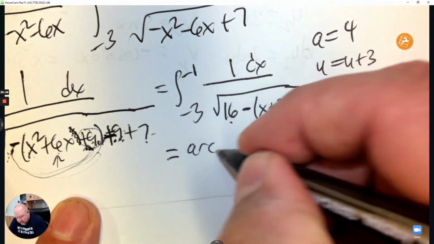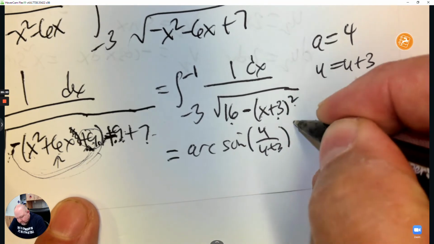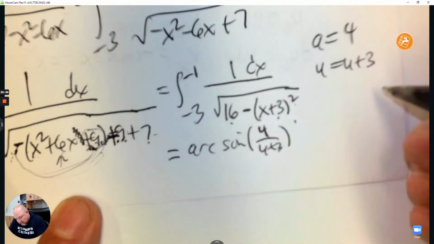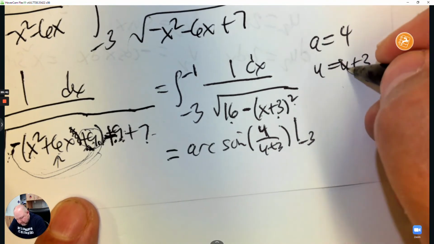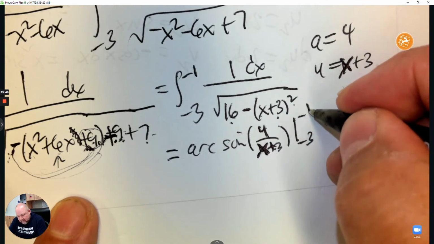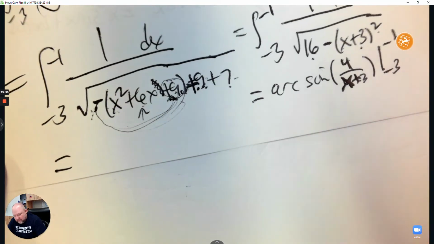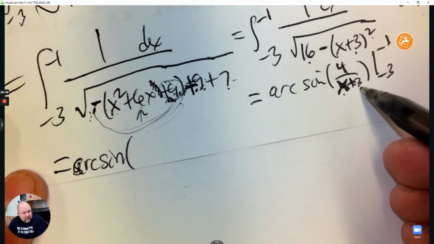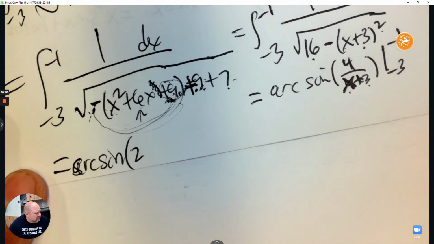So the rule is arcsine u over a. Sorry, that's 4 over u plus 3 from negative 3 to negative 1. Sorry, that's x plus 3. Why did I put u plus 3? All right, from negative 3 to negative 1. Now, I'm going to plug in negative 1 first. So negative 1 plus 3 is 2. 4 divided by 2 is 2. What did I do wrong?